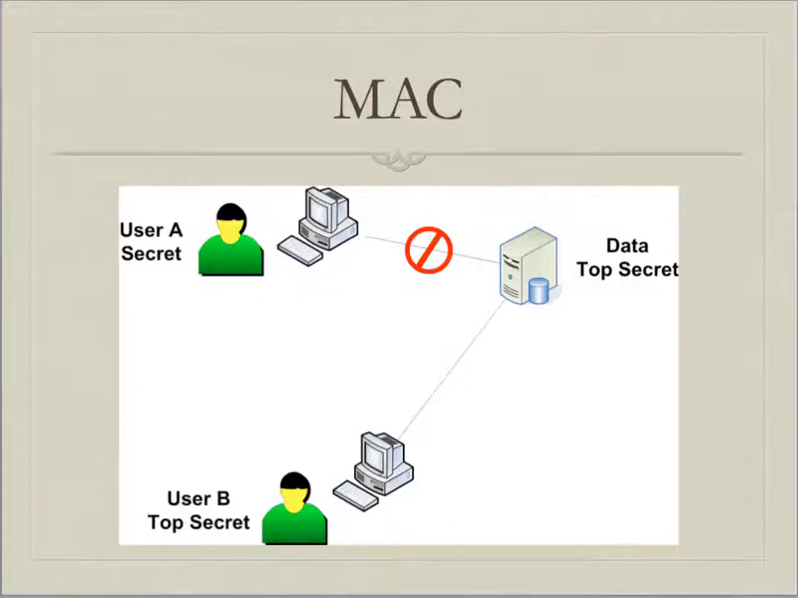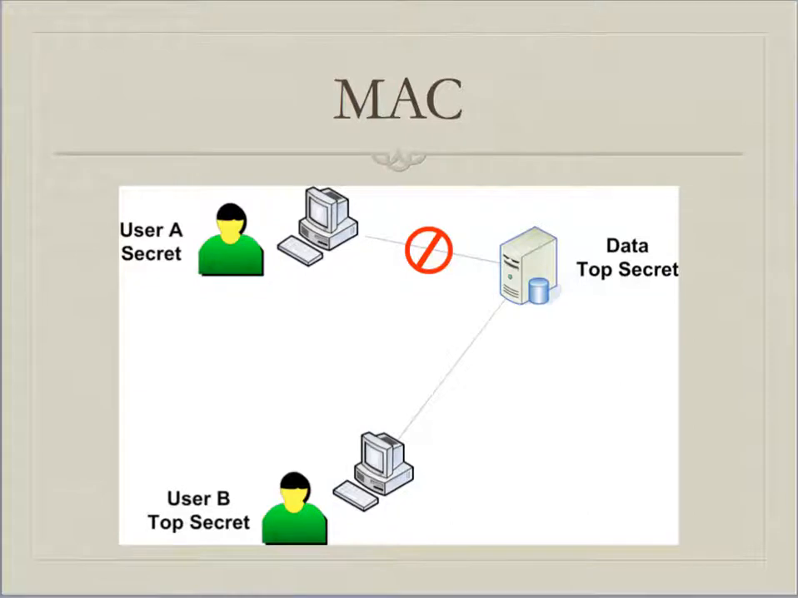User A only has a secret clearance. So even if somebody made a mistake and put top secret data into an area where user A's role allowed her to have access to it, the mandatory access control system will block the access because there's a mismatch between the user's classification and the data's classification.